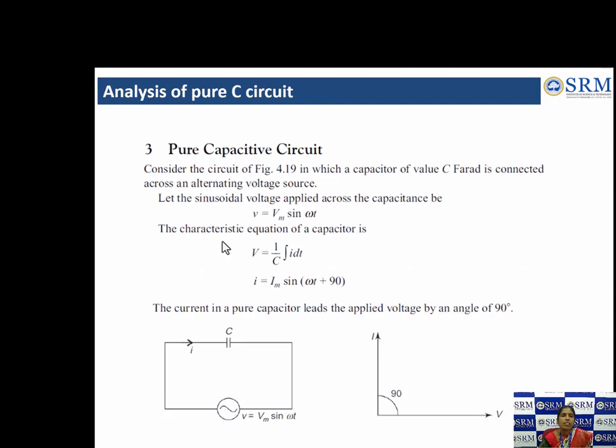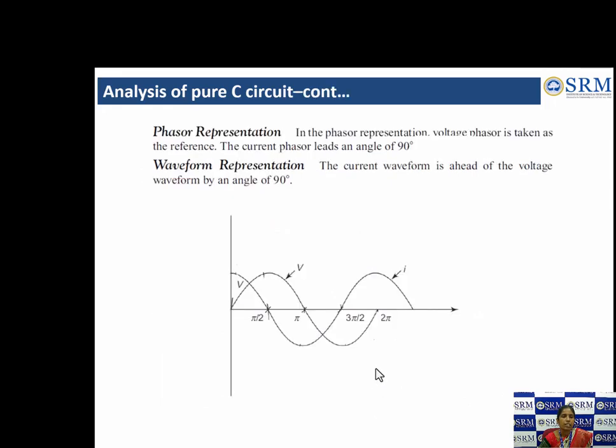In this circuit, we know the sinusoidal applied voltage expression. Now we find the equation of the capacitor. The voltage is 1 by C integral i dt. Since the capacitive reactance is in the denominator, it introduces minus 90-degree; if it comes to the numerator, we have to write plus 90-degree. So for current, the instantaneous current is Im sin omega t plus 90-degree. So the current leads the applied voltage by 90-degree.